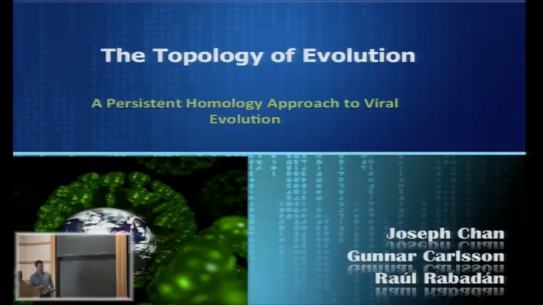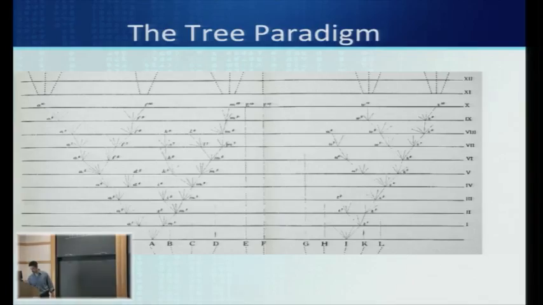This is the work of mainly one of my students, Joe Chan, who is an MD PhD and probably the only MD in the US that knows about persistent homology. And then Gunnar Carlson, who is at Stanford, and myself, who contributed some of the ideas.